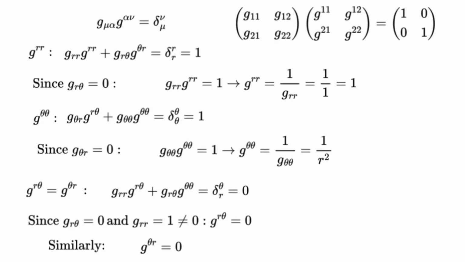Here, we derive the contravariant metric tensor using the properties of the Kronecker delta and the inverse matrix. Please pause the video and check it at your own pace.